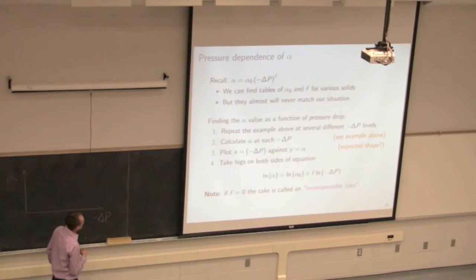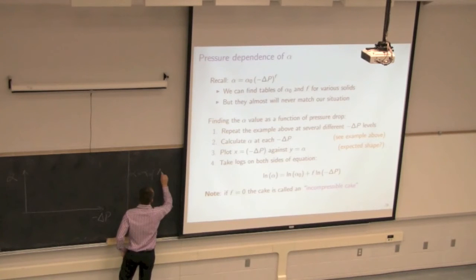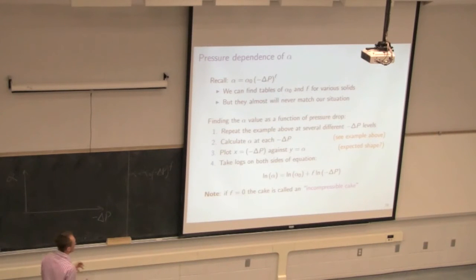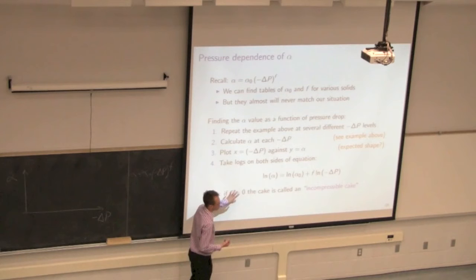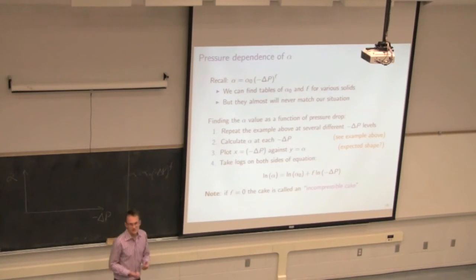So our relationship is given up here. Alpha, the specific cake resistance, is some baseline value multiplied by the pressure drop raised to the power F. For rigid solids that do not change and compress, if you increase the pressure, you won't increase your alpha. So for that case where F is zero, so this is rigid solids, very firm particles, we call that an incompressible cake. But there's many cakes, the vast majority of them, especially biomaterials, so cellular products, if you apply a pressure to them, they compress closer and closer to each other.